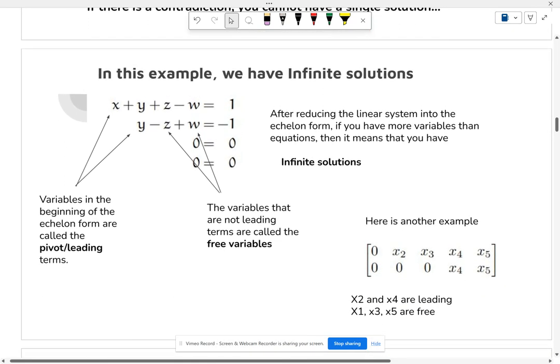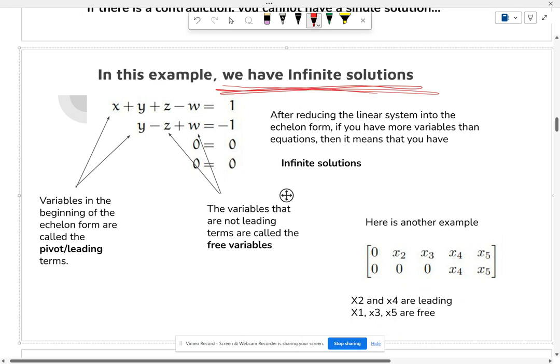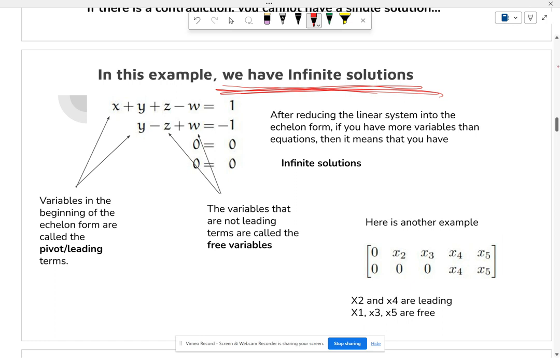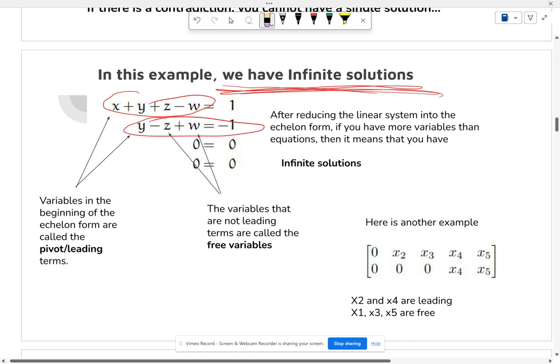Okay, in this example, now we have infinite solutions. This is the case when you have more unknowns than the number of equations. Over here there are 4 unknowns and 2 equations. So that's not enough. You don't have enough information to pin down all the variables. In those cases, when you reduce them to row echelon form, the variables farthest left are called pivot or leading variables.